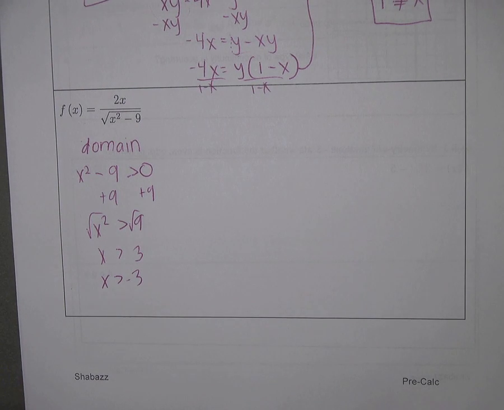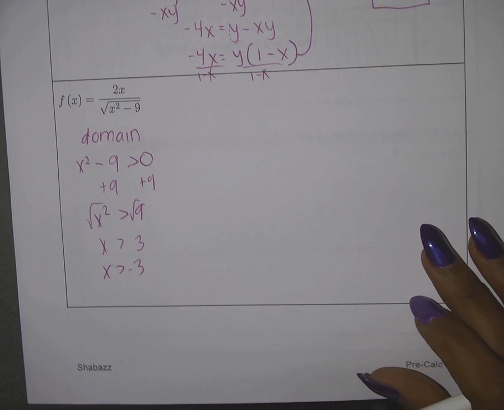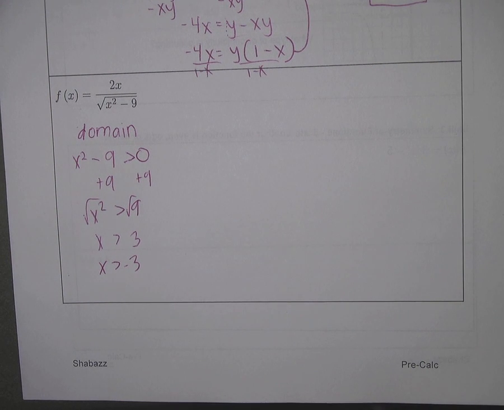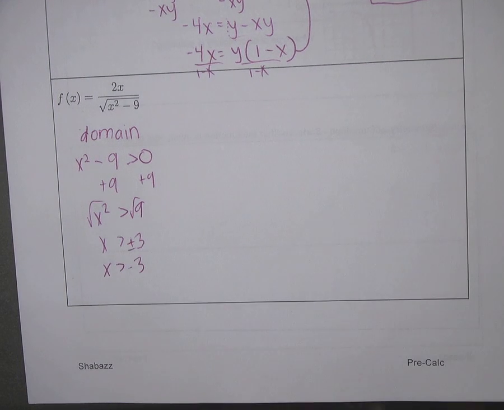Plus or minus 3? Why is it negative? Because it's plus or minus, right? It could be negative or positive. So that would just be the answers. You can do plus or minus, or state it twice. It's up to you.